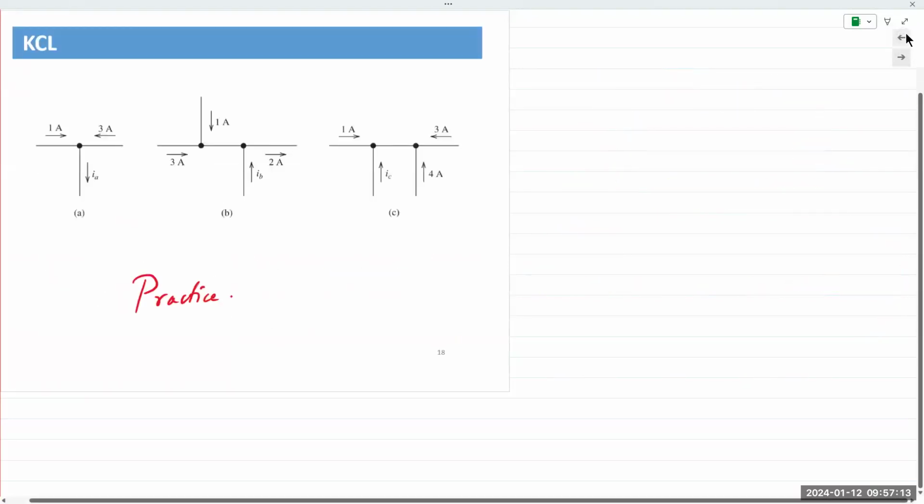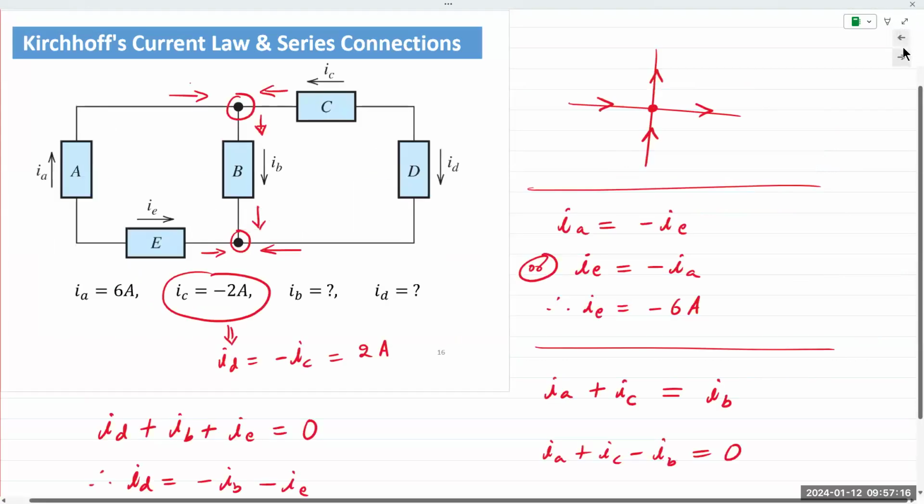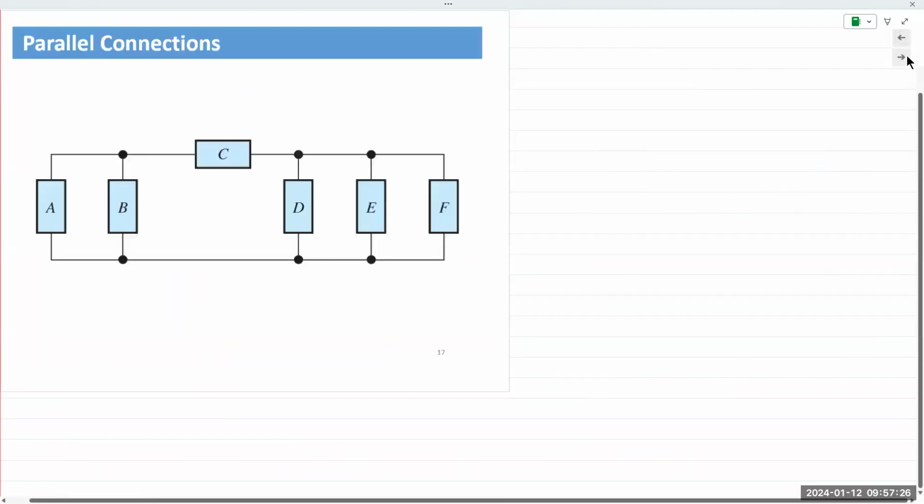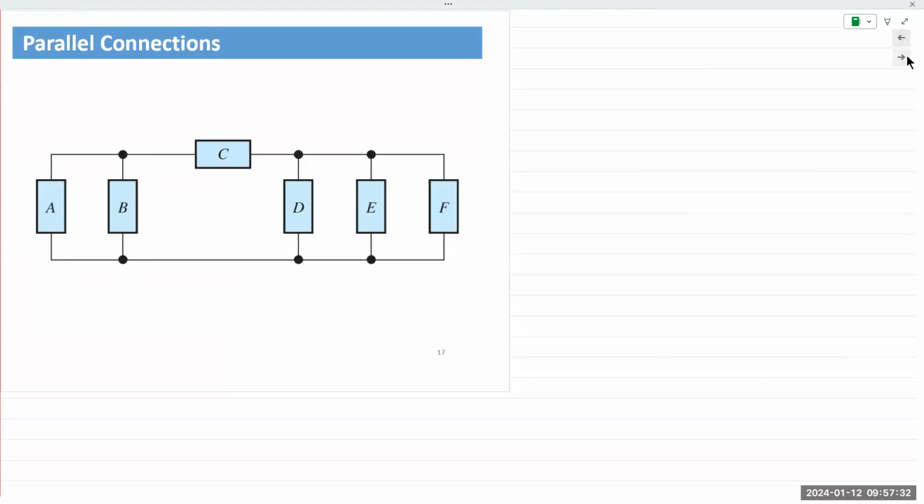What I'm going to cover is parallel connections, Kirchhoff's current law, and series connections. We already saw series, but I'll point it out again. Okay, series connections are like holding hands. That's how I like to describe it.